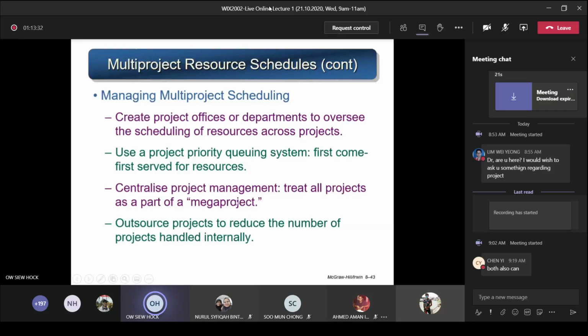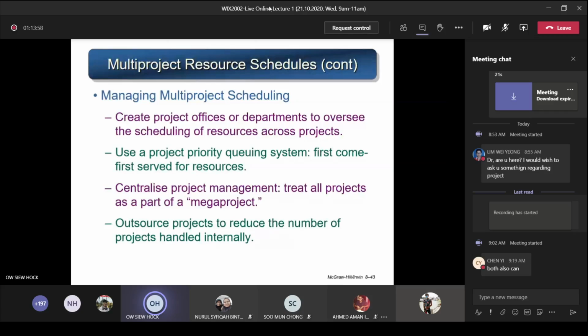So next is centralized project management. You treat all the projects as part of a mega project. That means you have many projects ongoing, but you put them under one single project. That single project is called the mega project. It's a very huge project. Under this mega project, you put each project as a sub-project. And by that, you handle these sub-project resources. So you centralize the project management in this way.